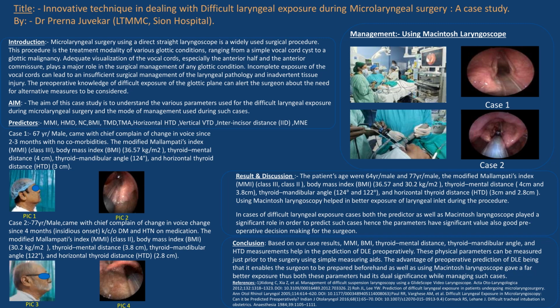In management, we used Macintosh laryngoscope. As we can see in case 1, the anterior commissure as well as the anterior half of the vocal folds were very nicely visualized, and in case 2 as well, the anterior commissure and the anterior half of the vocal cords were very nicely visualized. Both hands of the surgeon were free, hence it gave an adequate exposure and a better surgical management as well.